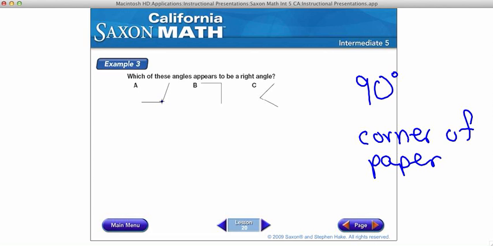A, if I took a piece of paper here, it would actually want to go straight up like this. So it's not A. B does appear to be a right angle. And I think C is going to come out a little bit too small. I think C, the paper is going to want to kind of come out like this. So your answer is not going to be C. B looks like a right angle. Use a piece of paper. A sticky note is a perfect size for this.